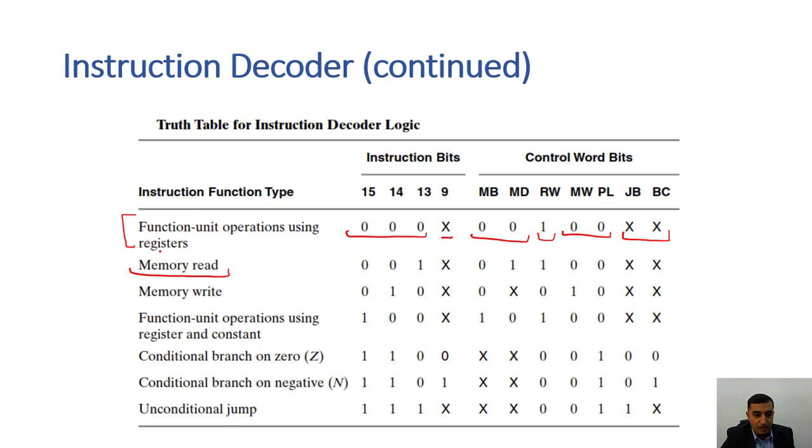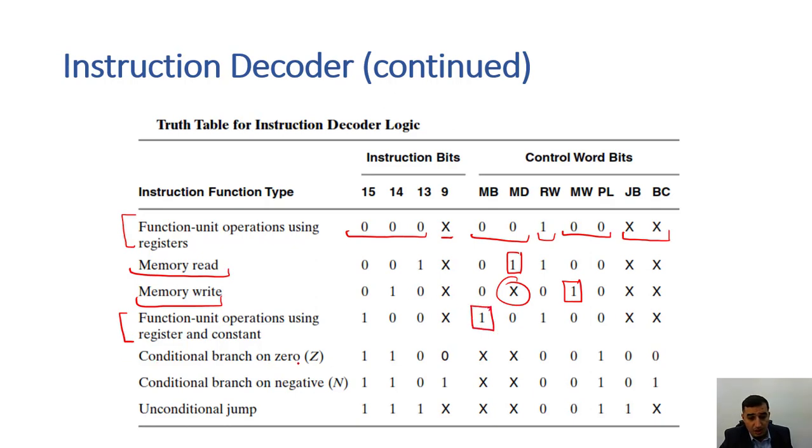In memory read instructions, we are going to read from the memory. The only difference is MD is equal to 1. For memory write instructions, MW should be equal to 1, and we are not going to read. For function unit operations using registers and constants, the difference is MB is equal to 1.